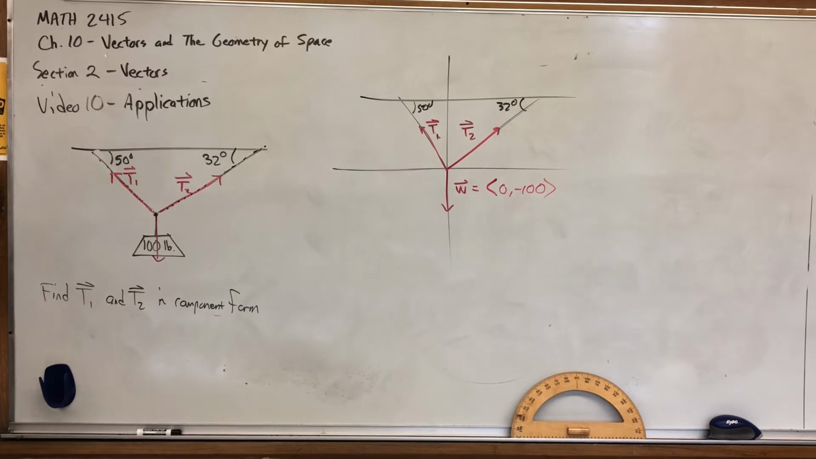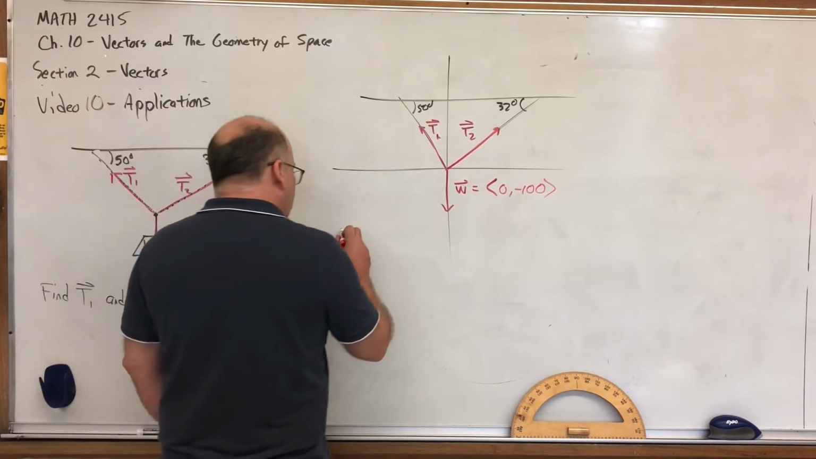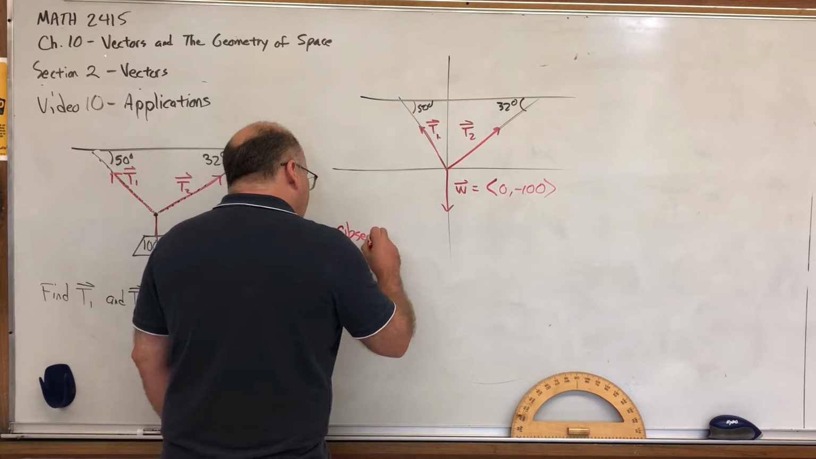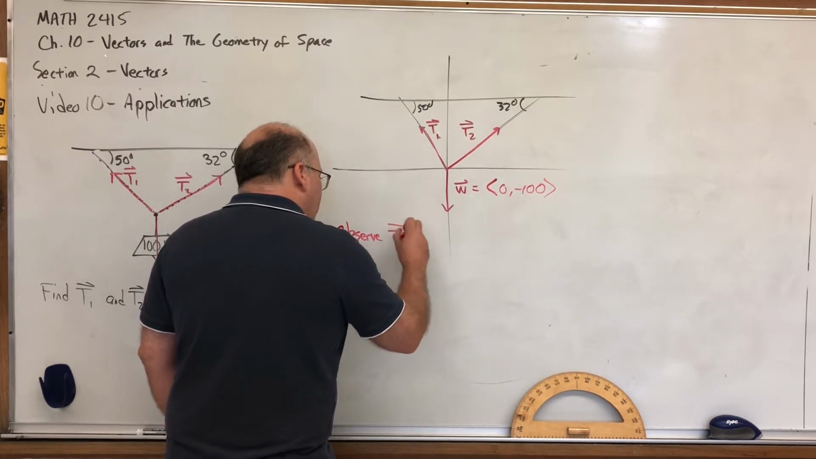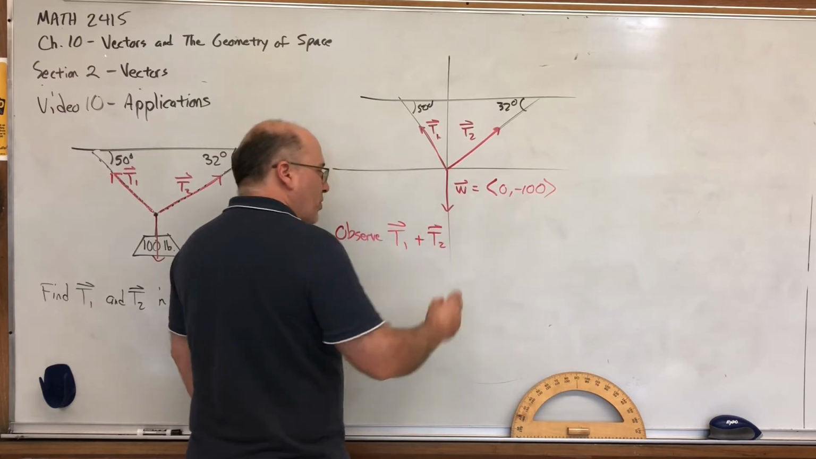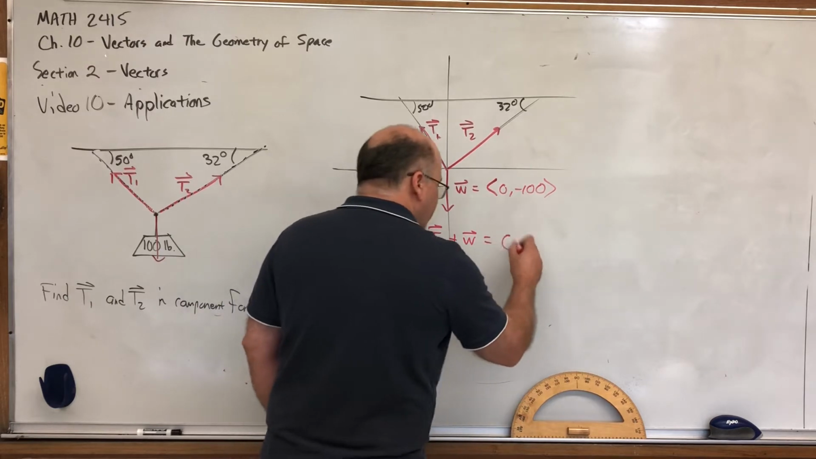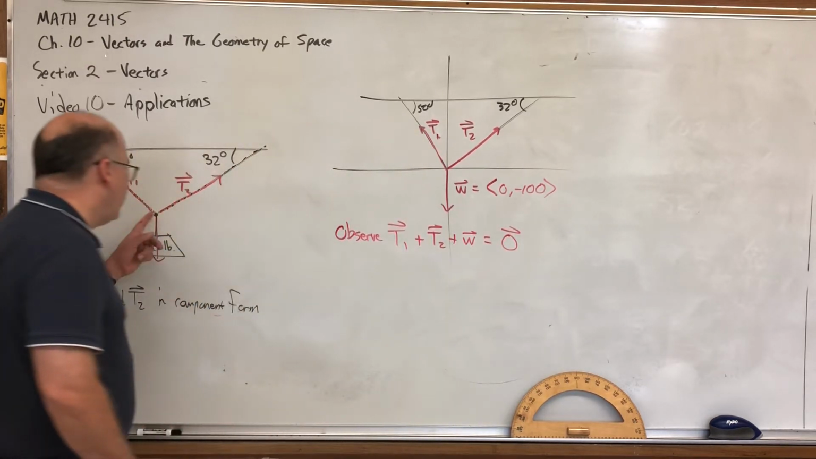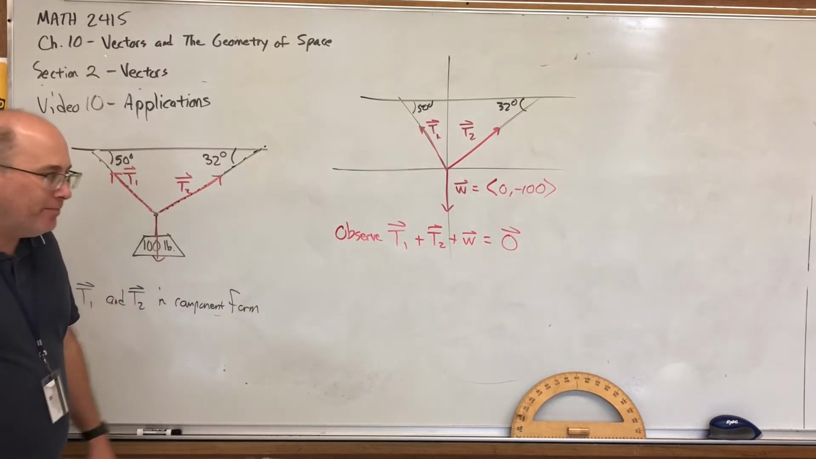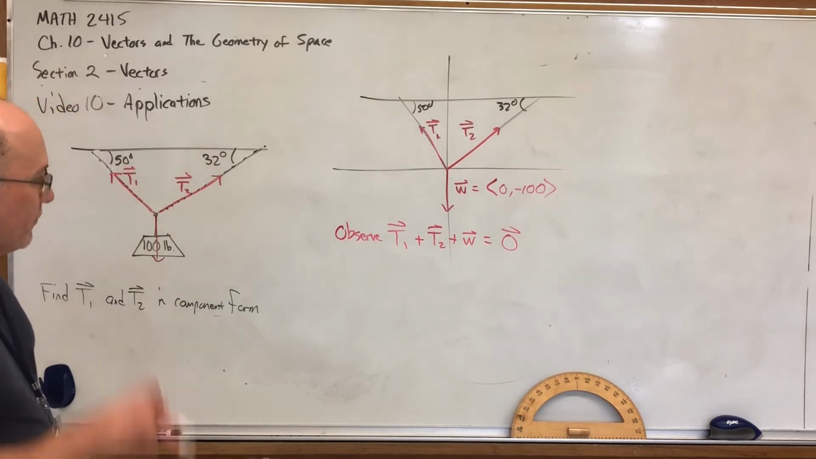So what do we know about these vectors' sums? Well, we know that since nothing is moving, the sum of all 3 of these vectors has to be equal to 0. So we observe that the tension being pulled on the first wire plus the tension being pulled on the second wire plus the weight pulling downwards has to equal the 0 vector, because this point where they all meet is not moving anywhere. All right, so where can we go from here?